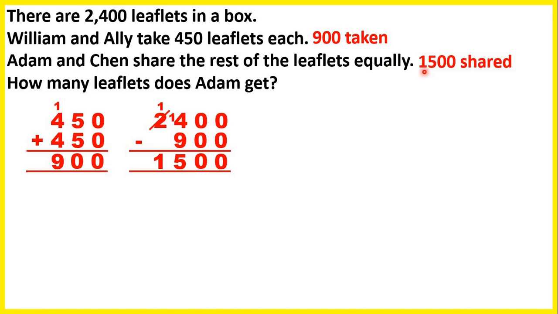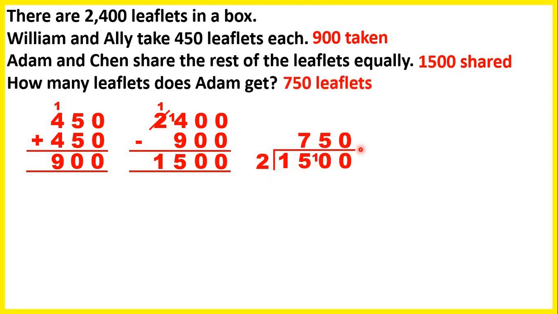So if we're sharing equally between two children, we can divide our total by 2, and that gives us 750. So Adam gets 750 leaflets.